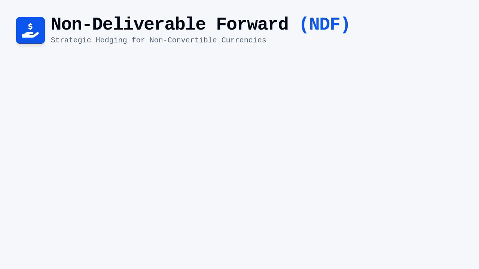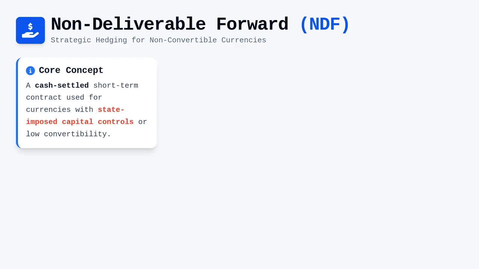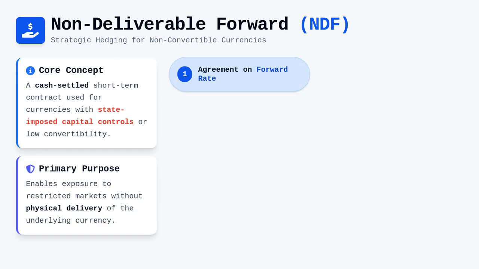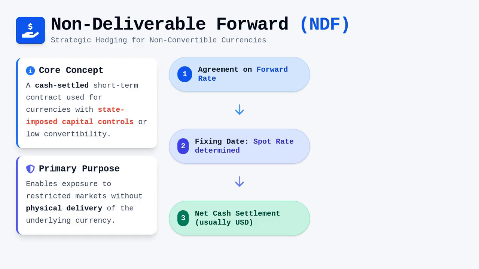A non-deliverable forward, or NDF, is a cash-settled, short-term forward contract in a foreign exchange market where the underlying currency is typically non-convertible or subject to significant state-imposed capital controls. Unlike a standard forward contract where the underlying principal is exchanged at maturity, an NDF relies on the difference between the contracted forward rate and the prevailing spot rate at a specific reference date, known as the fixing date.